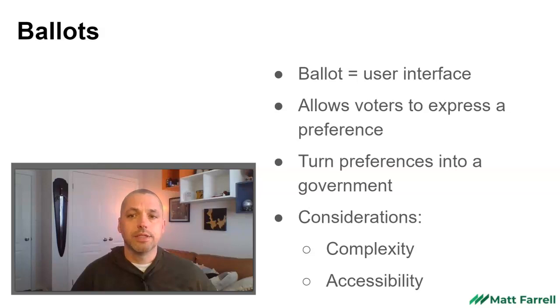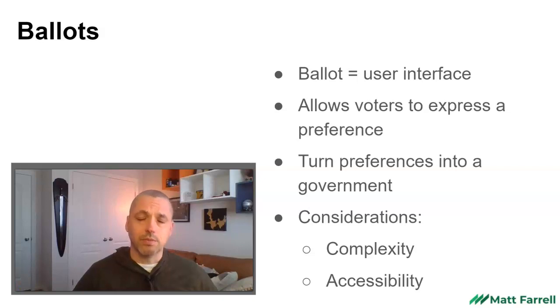Think of the ballot as the user interface for an election. If an election is taking citizen preferences and turning them into some kind of government decision-making body, the ballot is the mechanism that allows them to do that. It allows voters to express their preference in some manner, and then hopefully turn those into either a government or maybe the election of a president.